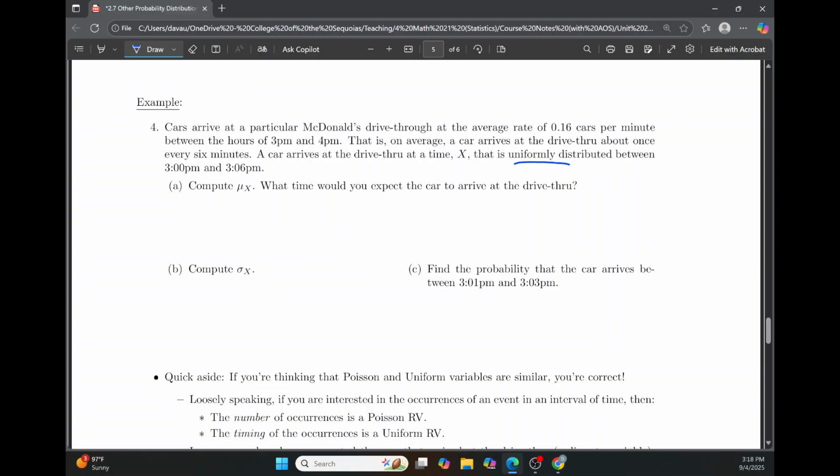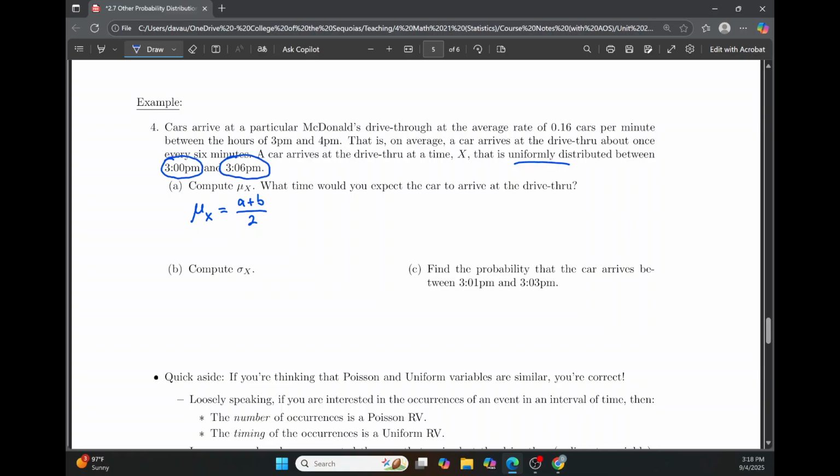Part A says to compute mu sub x, and then it has the follow-up question, what time would you expect the car to arrive? Well, for a uniform distribution, the mean mu is (A plus B) over 2. A and B are the starting and ending points of the interval that we're interested in. In this case, we're interested in the interval of time between 3 o'clock and 3:06. So we could say that A is 3 o'clock and B is 3:06.